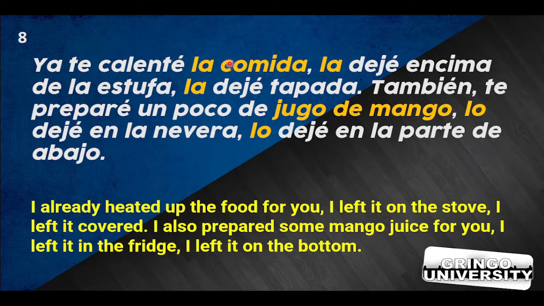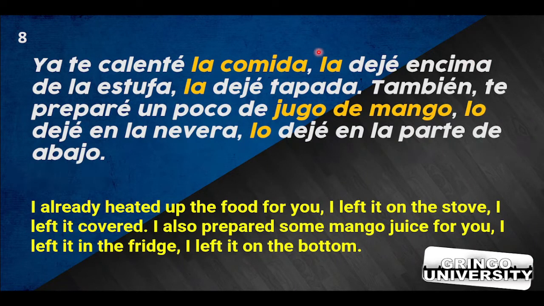La comida. La comida will be the thing that we're going to replace. La comida is feminine. And they're already giving me which pronoun I should replace la comida with: la. So I'm going to put la here. If I'm going to keep talking about the food, I don't want to keep saying la comida, la comida, la comida, because the person who is listening to this conversation already knows what I'm talking about.